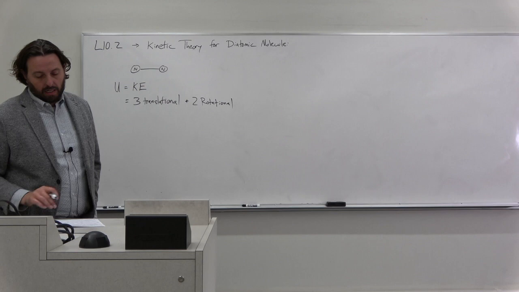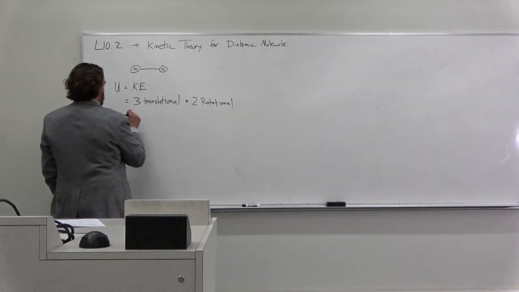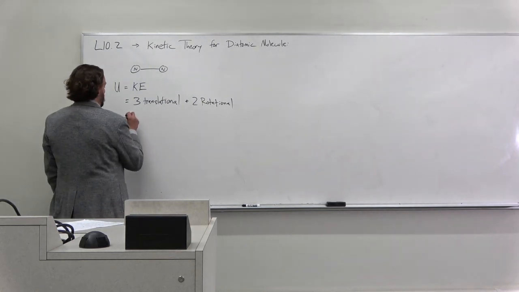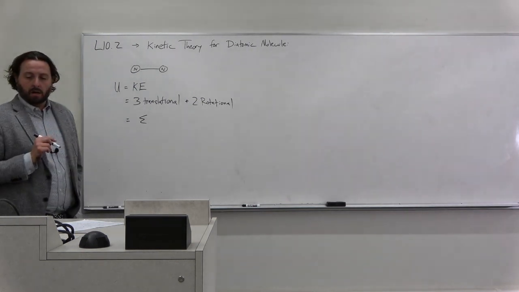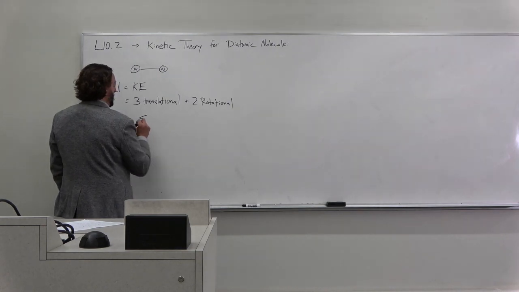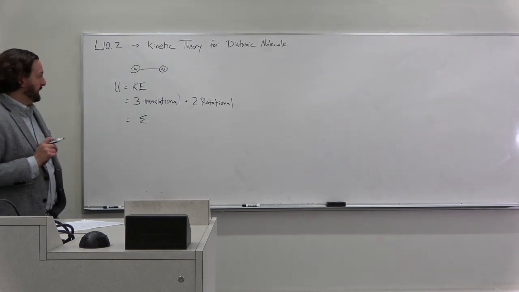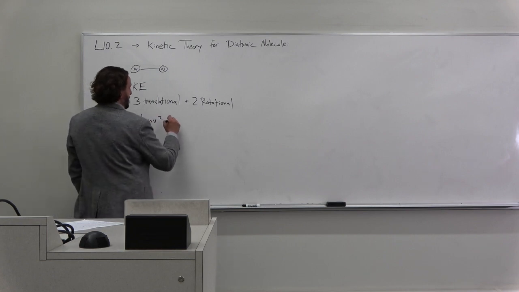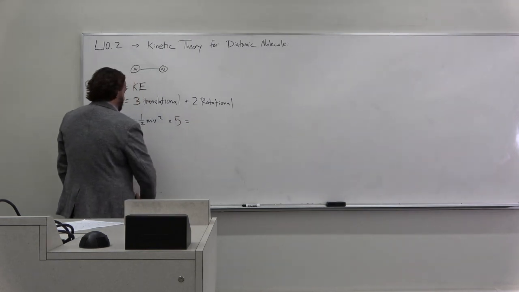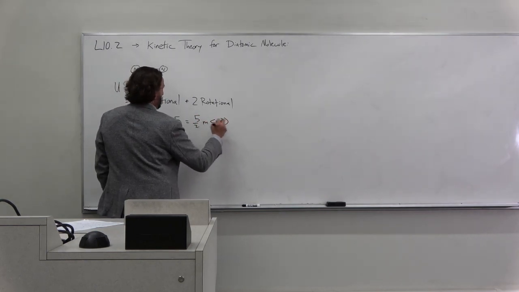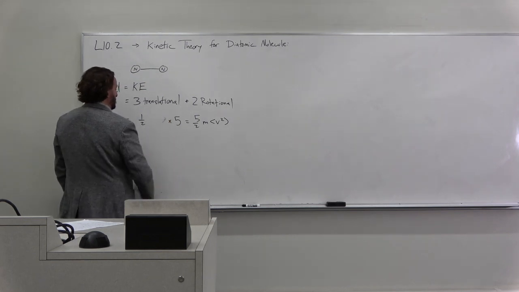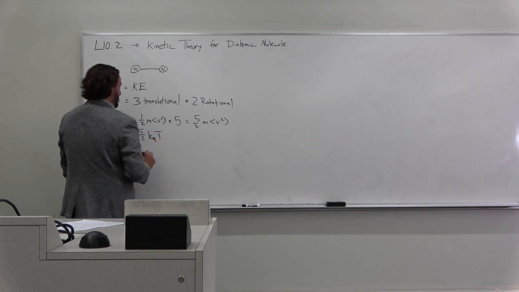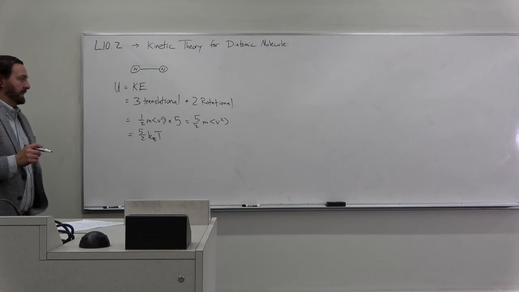Okay, so remember that we can do this by saying we have the sum of all of our molecules, and basically you can say we have 1/2 mv squared for each of those degrees of freedom, and we have 5 of them. So this is 5/2 mv squared, or 5/2 kBT. But the key, so that works out perfectly.